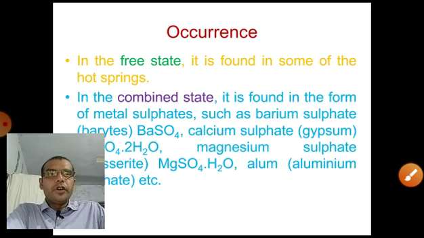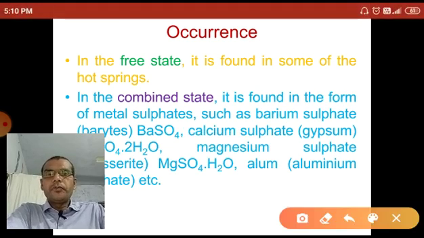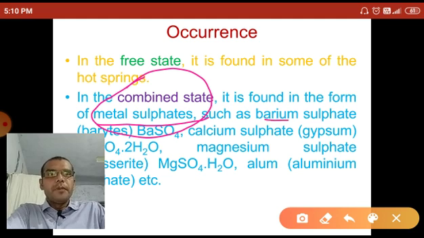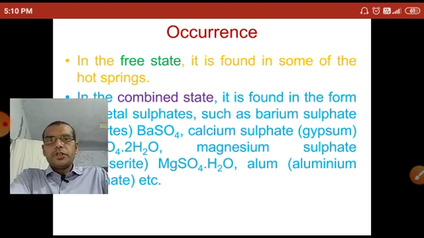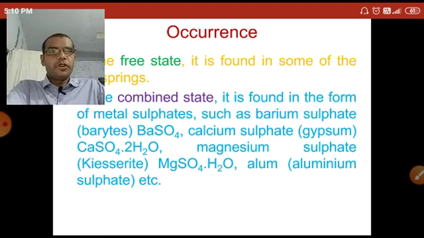Now in the combined forms, it is found in the form of metal sulfates, such as barium sulfate, BaSO4. It is also called barite. Barium sulfate is called barites, BaSO4. Calcium sulfate is called gypsum. The formula of gypsum is CaSO4.2H2O.